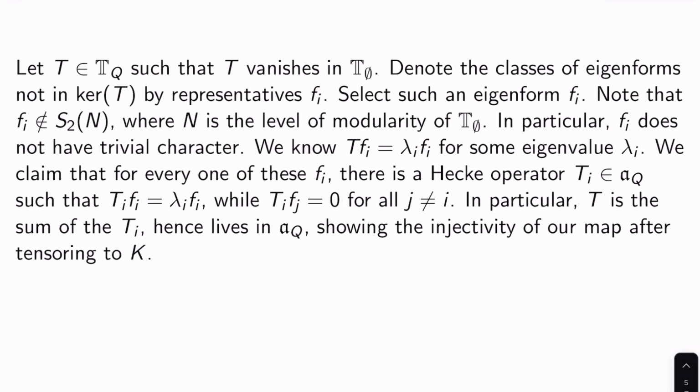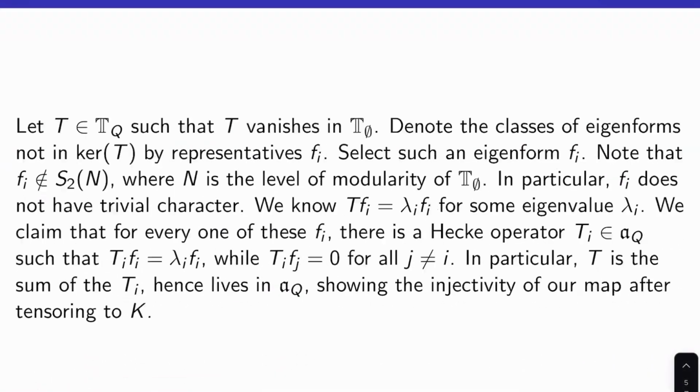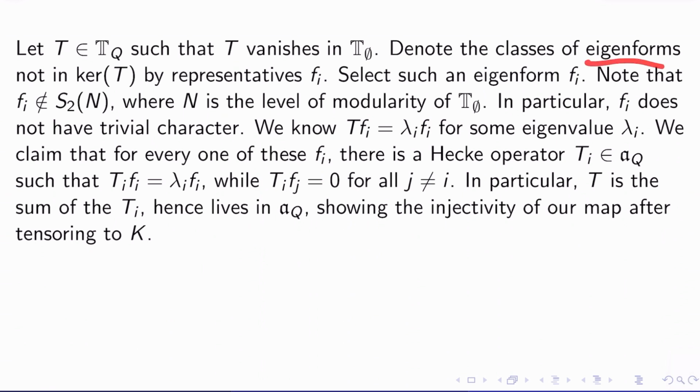Okay, so let T in T_Q be some element that vanishes in T empty set. So in other words, take something in the kernel of this map on the bottom. Denote the classes of eigenforms not in the kernel of T by representatives, let's say f_i, and then pick one of those eigenforms f_i. Note, for example, that f_i cannot be in S_2 of N, where N is the level of modularity of T empty set, by assumption. And so f_i cannot have trivial character. We do know, since f_i is an eigenform, that T f_i equals λ_i f_i for some eigenvalue λ_i.